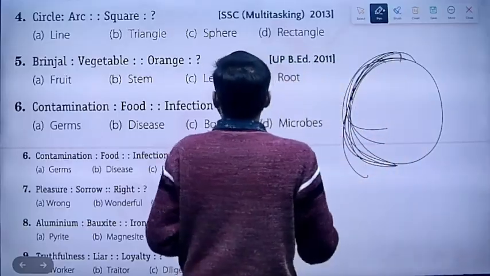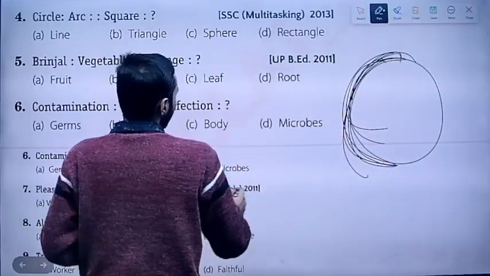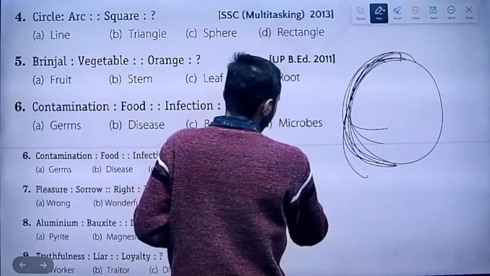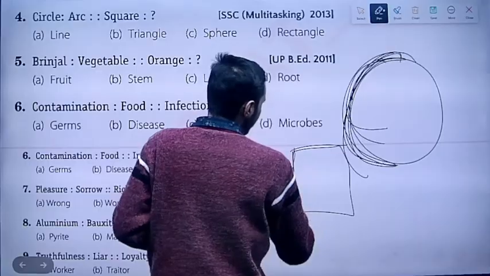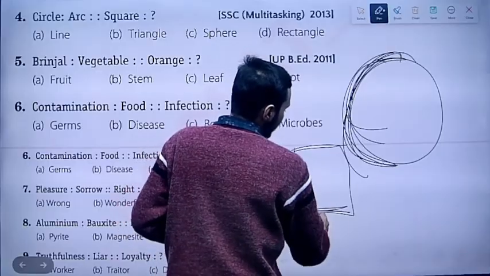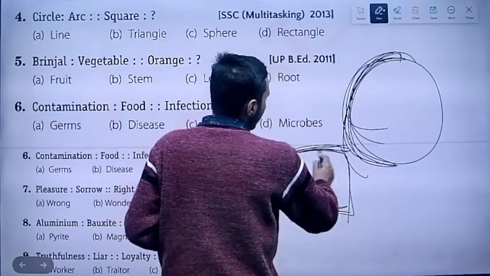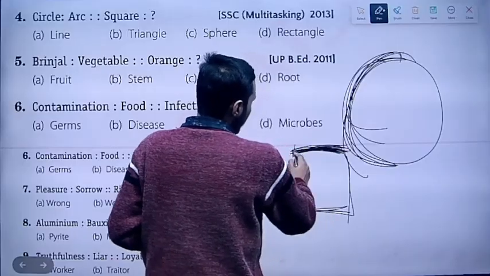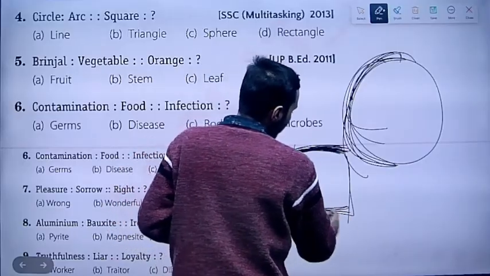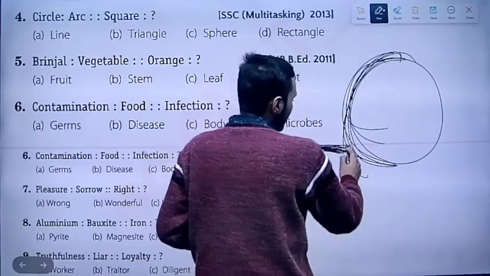So in the same way, what we have to find: this is a square, and in a square, this type of lines, we can clearly say these lines are what? Part of square. So the relationship between them is that one is the part of the other. So by using this trick, we easily get the answer of this question.